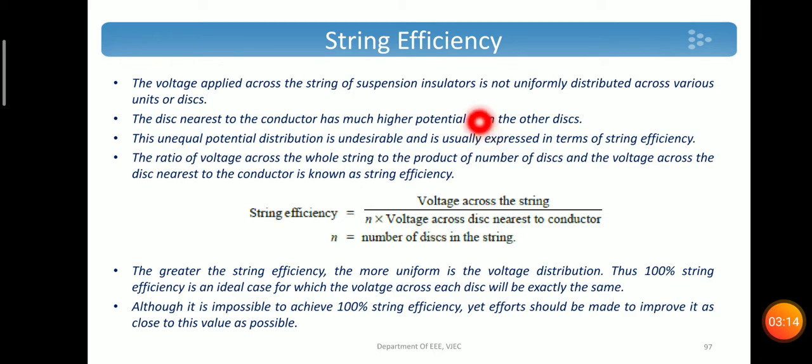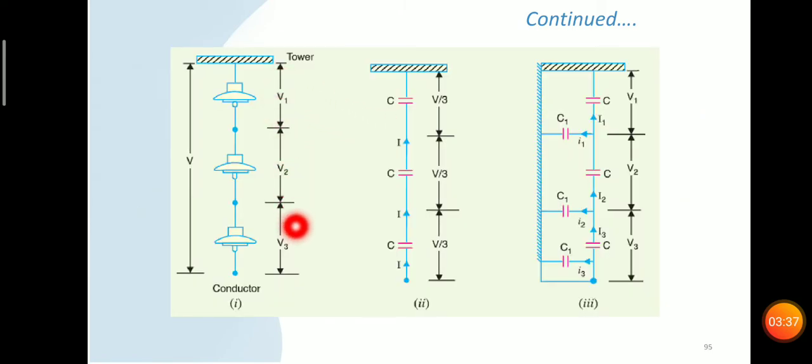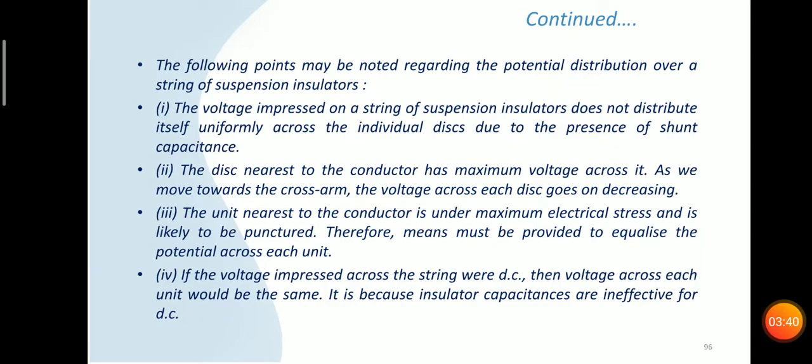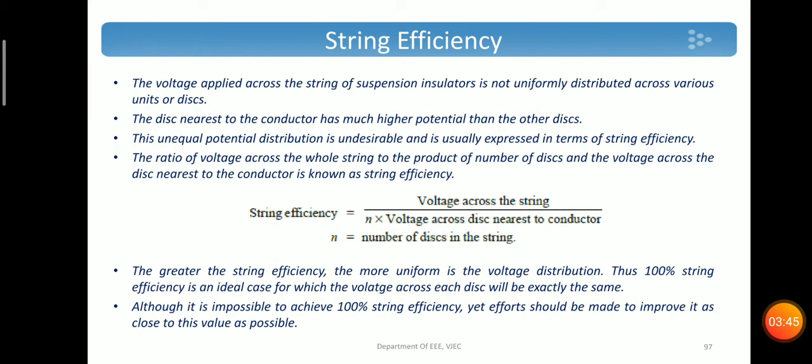For finding out the voltage distribution across different discs, we are using a term called string efficiency. String efficiency is given as the voltage across the string divided by N into the voltage across the disc nearer to the conductor. The total voltage across the insulator divided by N into the voltage across the disc nearer to the conductor is given as string efficiency. N is the number of discs in the string. The greater the string efficiency, the more uniform is the voltage regulation.